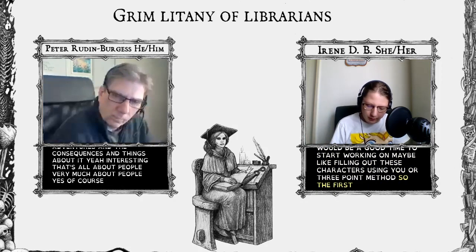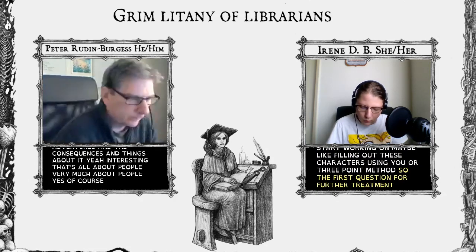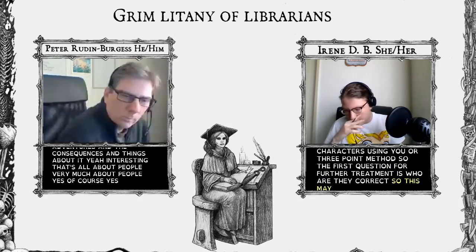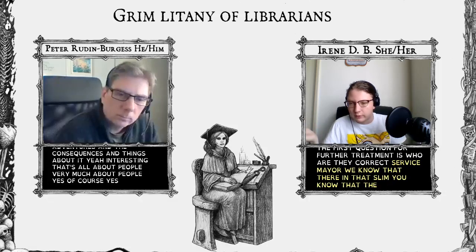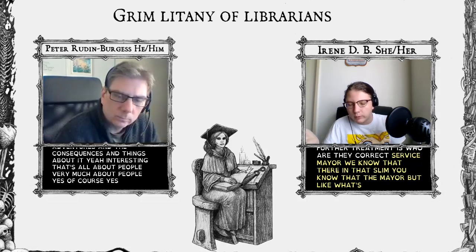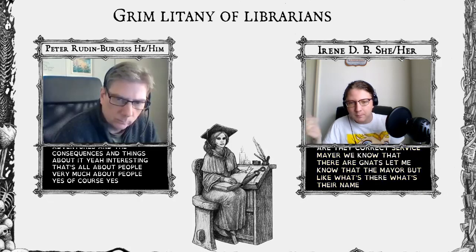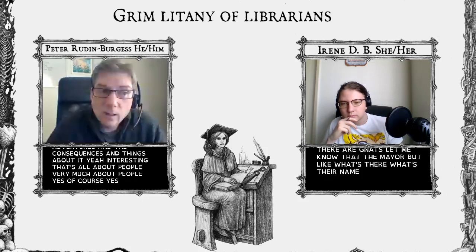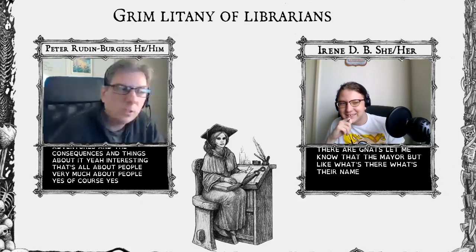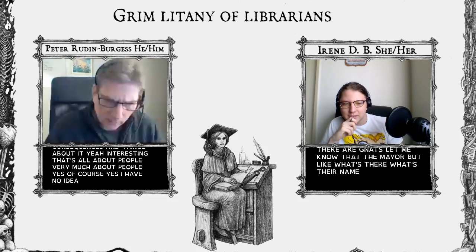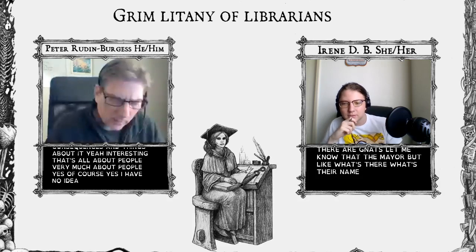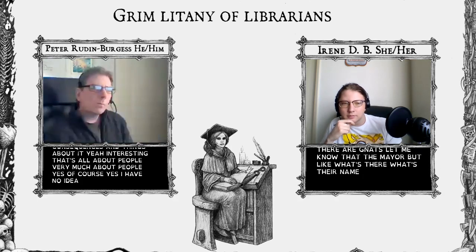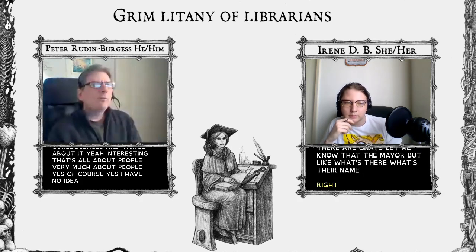So the first part of the 3-point method is, who are they, correct? Yes. So this mayor, we know that they're an Atzlin. We know that they're the mayor, but what's their name? I have no idea. But using your method, the name comes at the end. Okay, so we've got their ancestry, and we know their profession. They're the mayor.